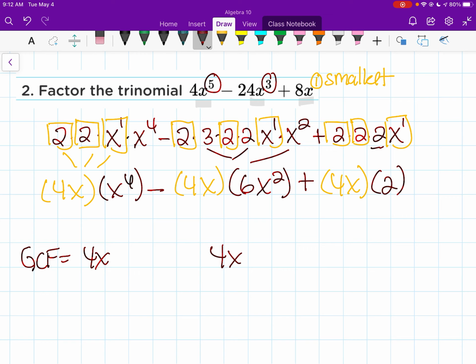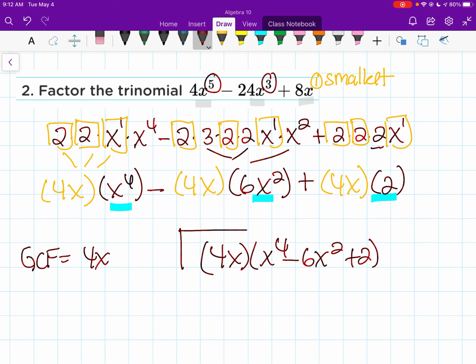And our final answer is going to contain the GCF. And we're going to do the distributive property backwards. We're now going to write out whatever's left in one set of parentheses. And this is our final answer.